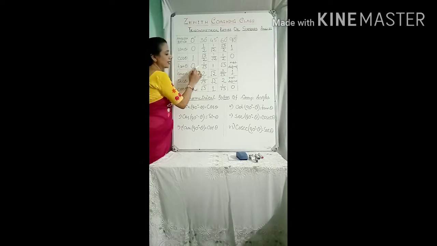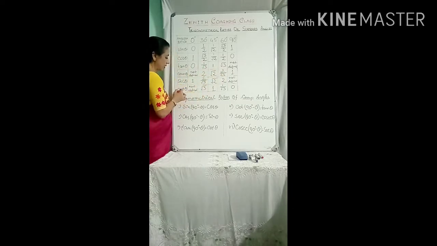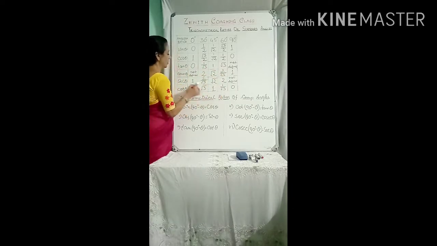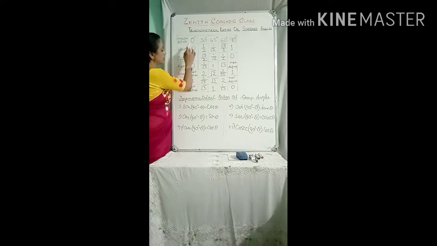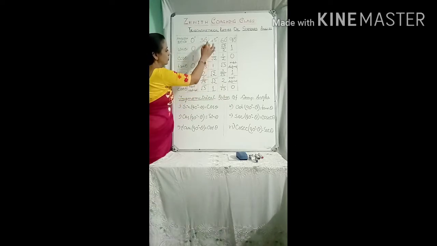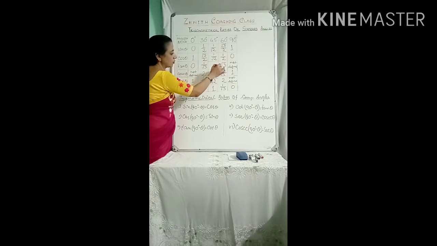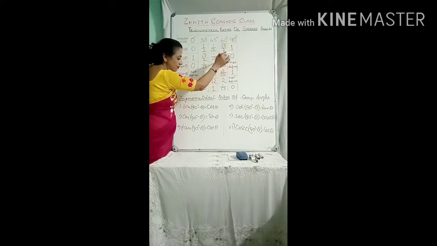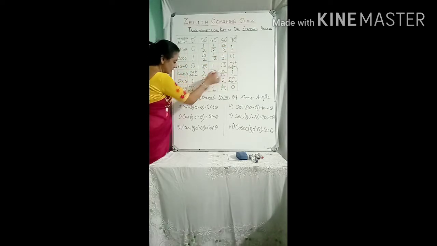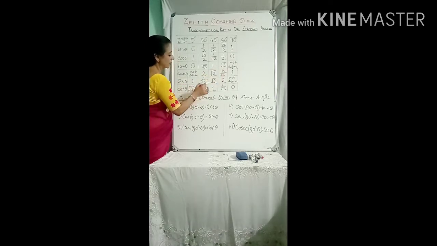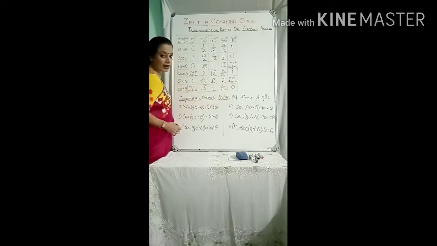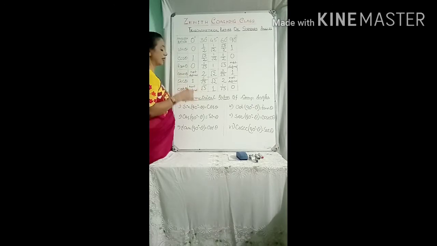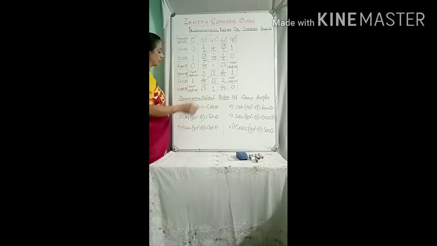Similarly, cot theta is just the reverse order of tan theta. Tan theta: 0 degree is 0, 30 degree is 1 by root 3, 45 degree is 1, 60 degree is root 3, and 90 degree is not defined. Cot theta is the reverse: not defined, root 3, 1, 1 by root 3, 0. Same thing for sec theta and cosec theta also.